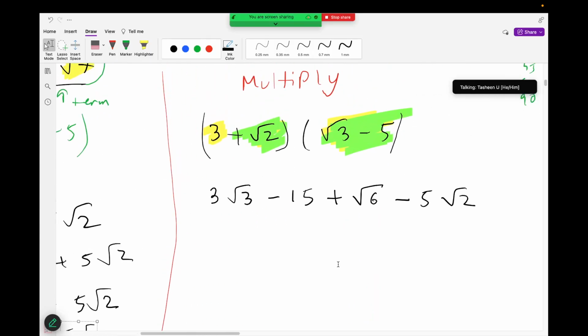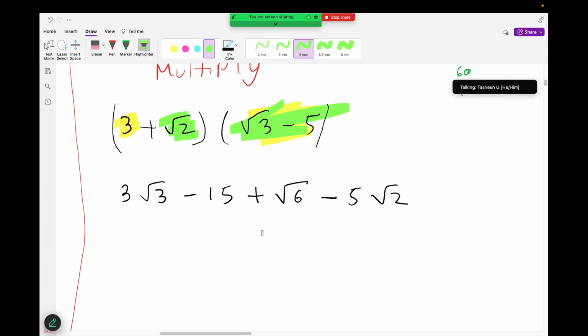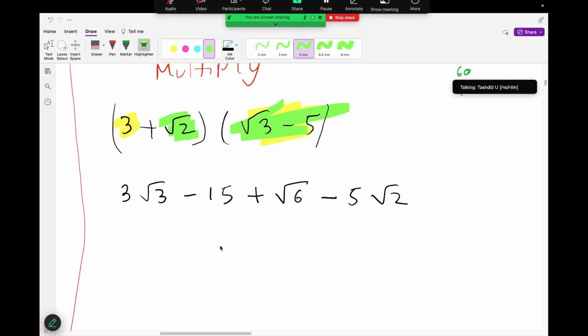And multiplication is the same thing as how we multiply in algebra. First multiply 3 with everything in the second bracket, and then multiply 2 with everything in the second bracket, and this is what you get. Okay, any confusion so far? No, everything is fine. Thank you.